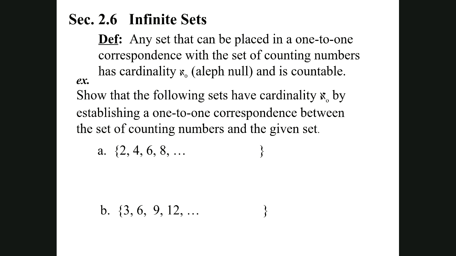Here's a definition. Any set that can be placed in a one-to-one correspondence with the set of counting numbers, we say, has cardinality Aleph null and is countable. Now we're not dealing with subsets of a set, but a one-to-one correspondence with the set of counting numbers. So in this example, I'm saying show that the following sets have cardinality Aleph null. And I tell you how to do this: by establishing a one-to-one correspondence between the set of counting numbers and this set.